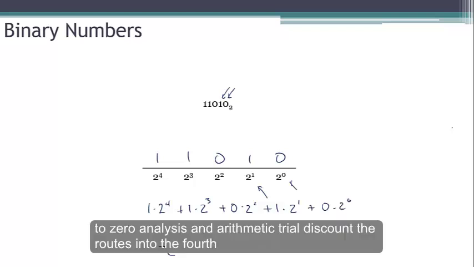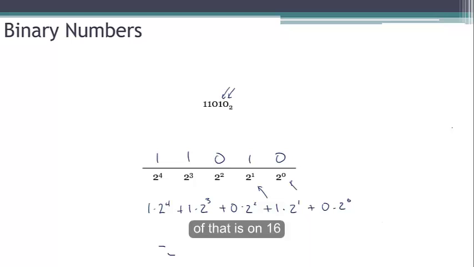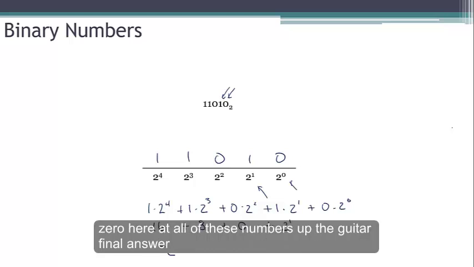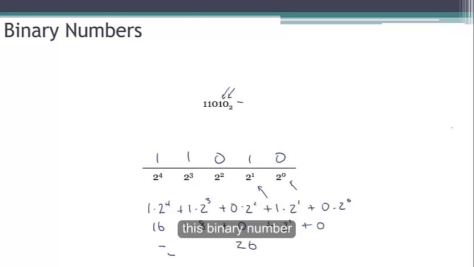And now it's just an arithmetic problem. You get your calculator out and let's see, 2 to the fourth is 16, plus 8. 2 squared is 4, but there's 0 of them. Plus 2 to the first is just 2. Plus, again, another 0 here. You add all of these numbers up, and you get our final answer. This binary number is equal to 26 in base 10.